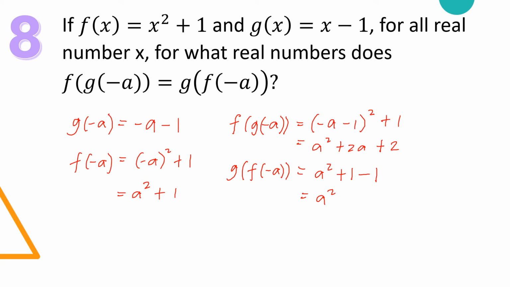Therefore, we have f of g of negative a equals g of f of negative a. That will be a squared plus 2a plus 2 equals a squared. Subtract a squared from both sides, we have 2a plus 2 equals 0. Subtract 2 from both sides, we have 2a equals negative 2. And then dividing both sides of this resulting equation by 2, we have a equals negative 1.